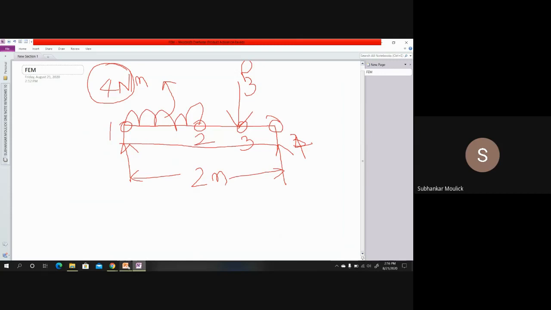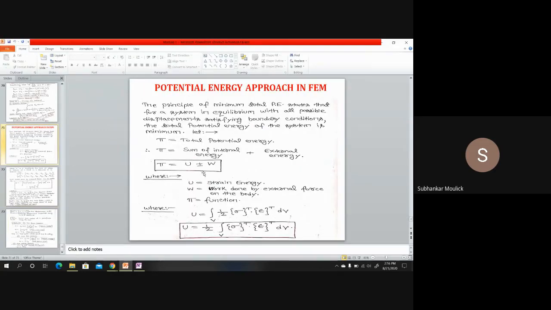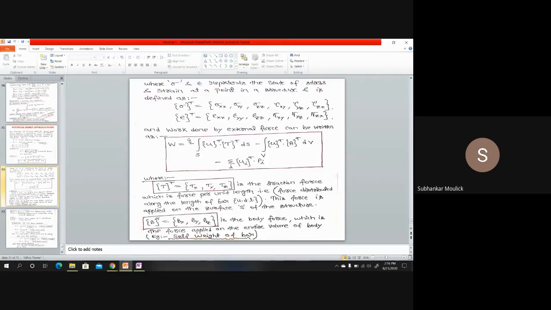With this simple example, you can find out the overall potential of this problem, and then in the Rayleigh-Ritz method we will minimize this potential to get the approximate solution. Is it clear? क्या समझ में आया? ये W traction component, that is work done due to traction component, work done due to body force component, and work done due to point load component. Is it clear?